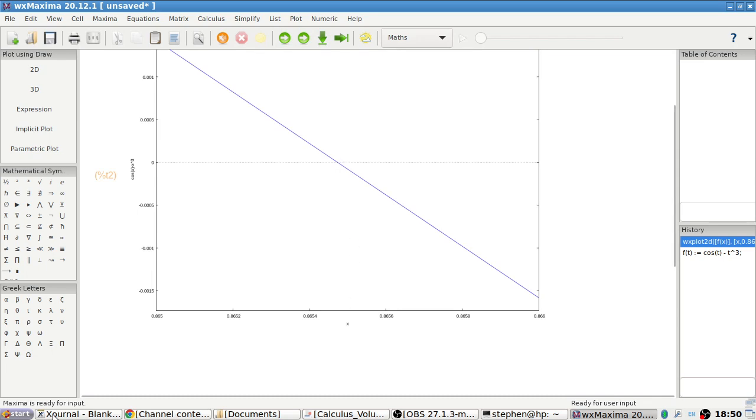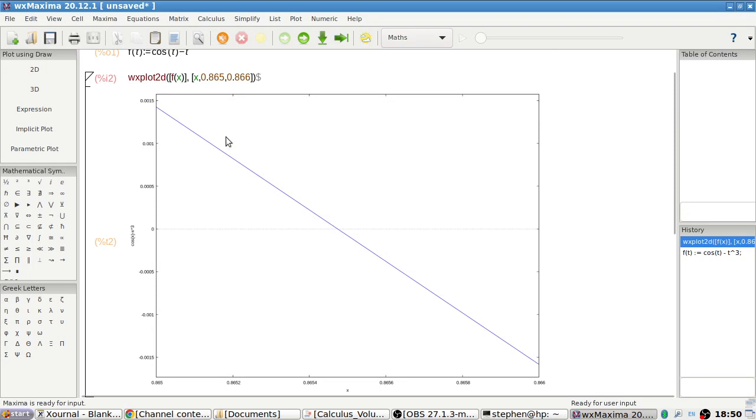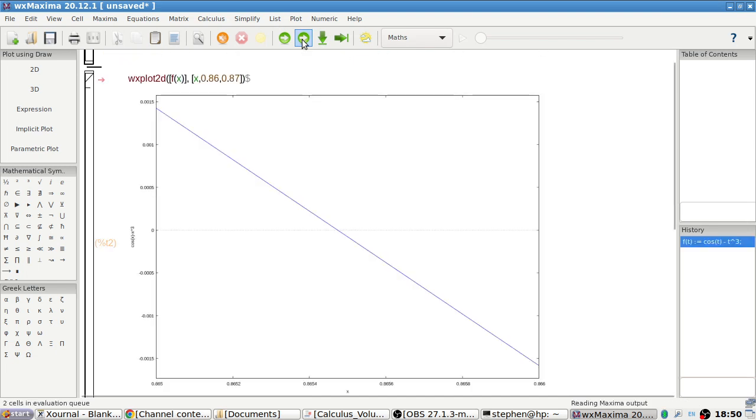Okay, how precise do they need this? 0.01. Have I achieved that? I've probably gone over, actually. I've gone too precise. 0.86 to 0.87, I think, will do just fine.